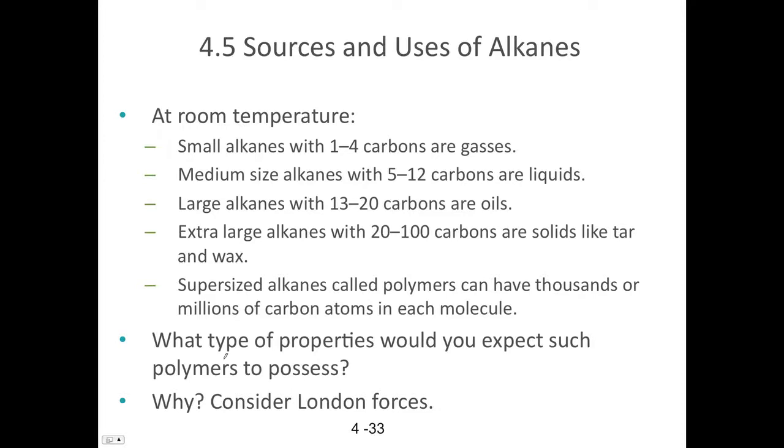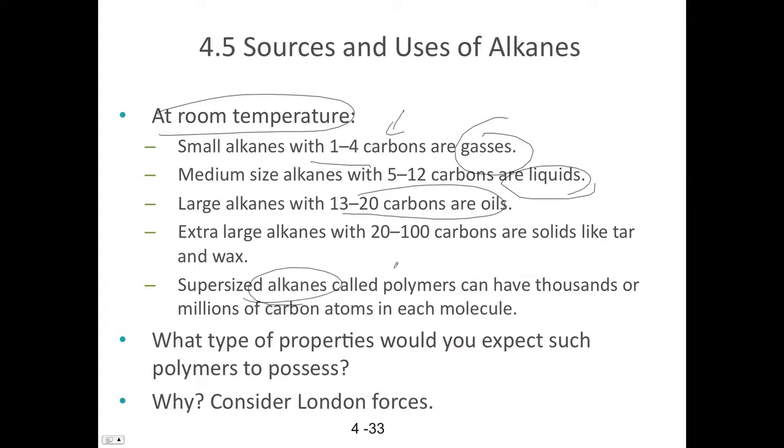So anyway, at room temperature, this is the brief summary here. Small alkanes of 1 to 4 carbons are gases, like for example the butane in your Zippo lighter, though the butane there has some other stuff in it as well, or when you buy propane for your gas grill. Medium size alkanes are liquids more or less. Large alkanes are oils, extra large alkanes are solids like tar and waxes, and very large alkanes are like polymers.